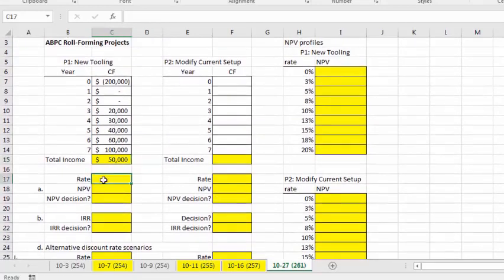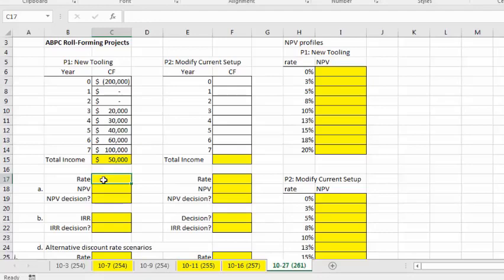That depends on our discount rate. So the initial discount rate, that says both of these projects have the same economic life of 8 years and average risk characteristics. ABPC's weighted average cost of capital, or hurdle rate, or discount rate. There's about half a dozen different terms we can use for this.